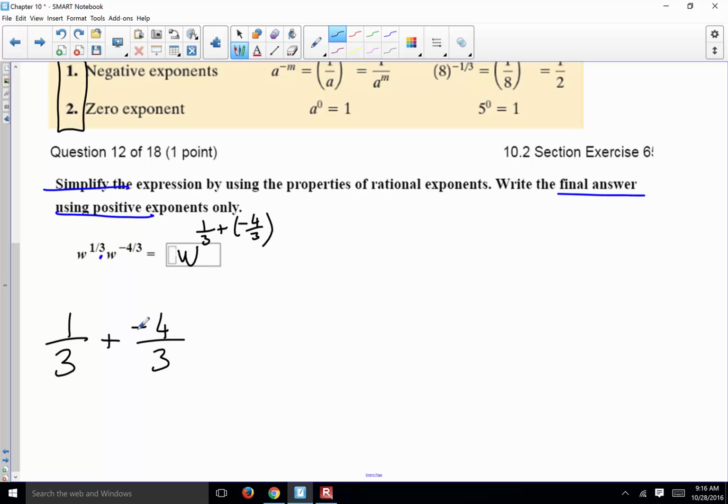You add 1 plus minus 4. Since they are the same denominator, you don't have to worry about matching the denominators. What is 1 plus minus 4? 1 take away 4. In other words, it's negative 3. And simplify that as much as possible. Negative 3 divided by 3 is negative 1. So that's it. We're done, right?